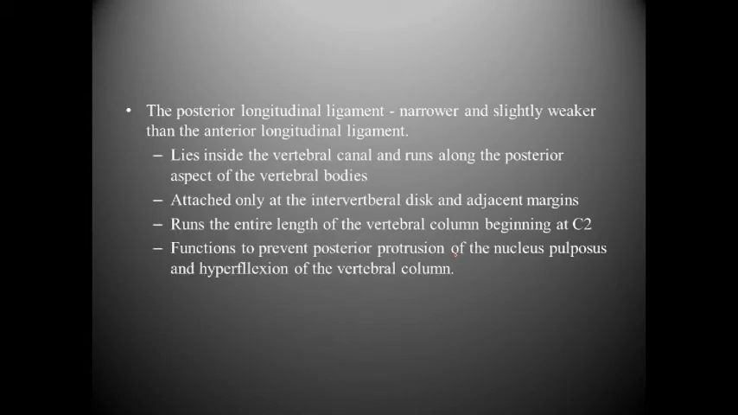The posterior longitudinal ligament, which is narrower and slightly weaker than the anterior longitudinal ligament, lies inside the vertebral canal and runs along the posterior aspect of the vertebral bodies. It's attached only at the intervertebral disc and adjacent margins. It runs the entire length of the vertebral column beginning at C2. This is pretty amazing to check out. Put a star by it, that it runs the entire length of the vertebral column. The only place that it doesn't extend to is C1. And it functions to prevent posterior protrusion of the nucleus pulposus and hyperflexion of the vertebral column. So we prevented hyperextension and hyperflexion, and so you're trying to keep all of the disc in place.